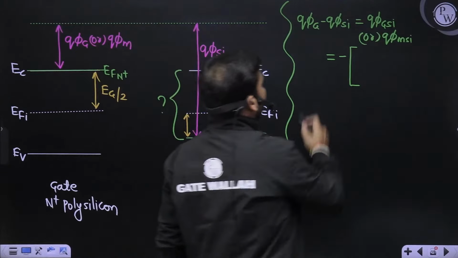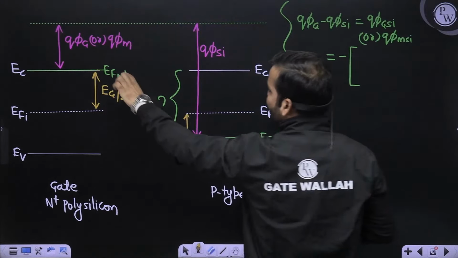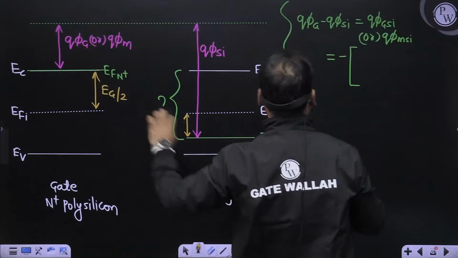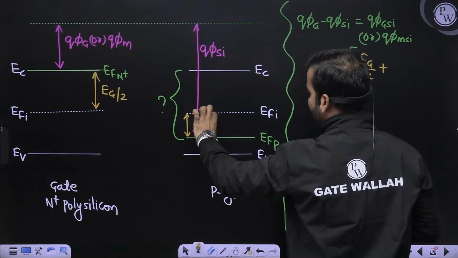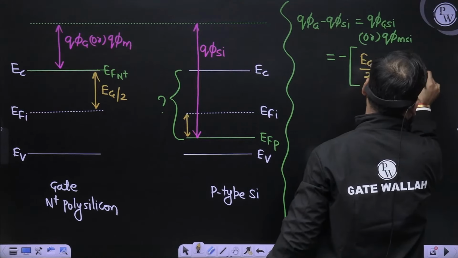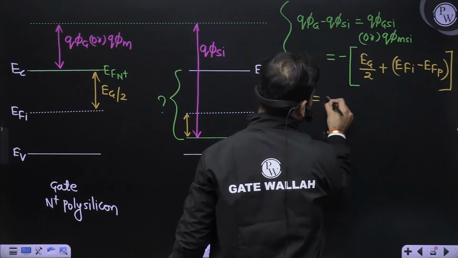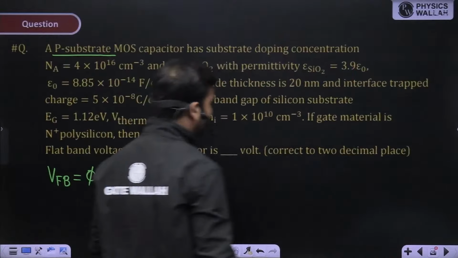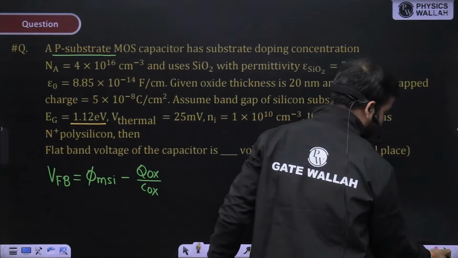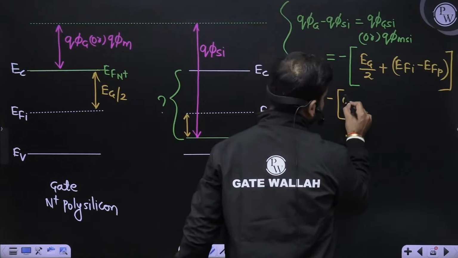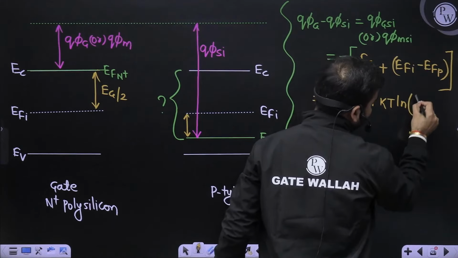So Q phi G minus Q phi of Si is nothing but this minus this total, which equals, you can say, EFN minus EFI, that is Eg by 2, plus this value EFI minus EFP, that is nothing but Q phi F. Okay, so what is Eg by 2, my dear friend? What is the band gap? The band gap is given as 1.12. 1.12 divided by 2 is 0.56. And EFI minus EFP is KT ln of Na by Ni.